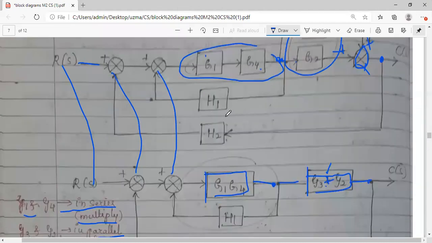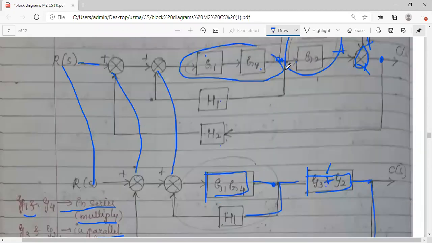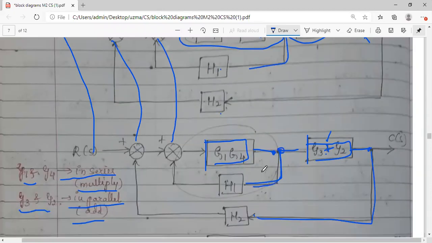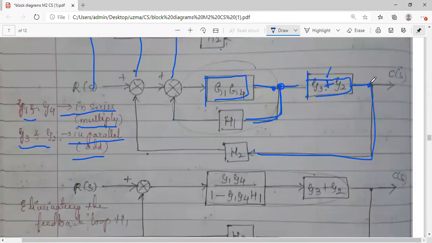Okay, so this is one reduction, and H1 and H2 as it is I have written. See, there is H1, there is H2 as it is. How have they connected? From this takeoff point there is H1. From the last takeoff point there is H2. Remaining connections are all the same.